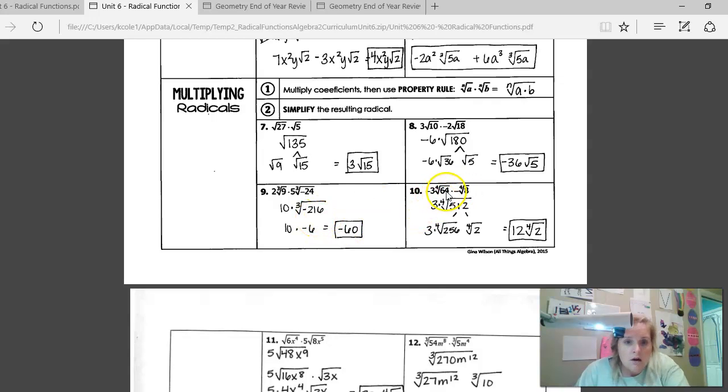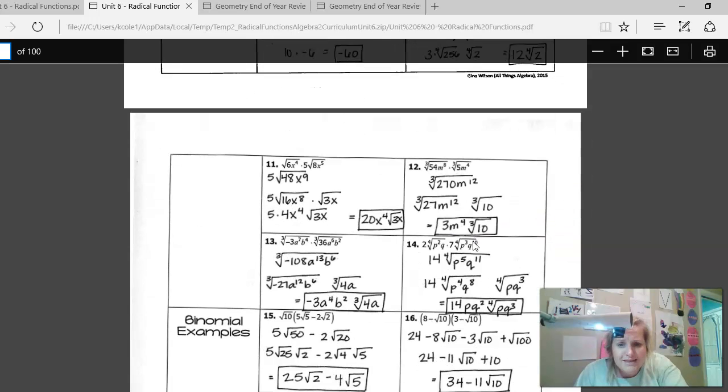Okay? Over here, this is the fourth root. You multiply 64 times 8. That gives you 512. Split 512 into 256 and 2. Then 256 is a perfect fourth. The answer is 4 as well. So 4 times 3 gives you 12. And then that stays in the house. Okay? Then they start to bring in the letters.